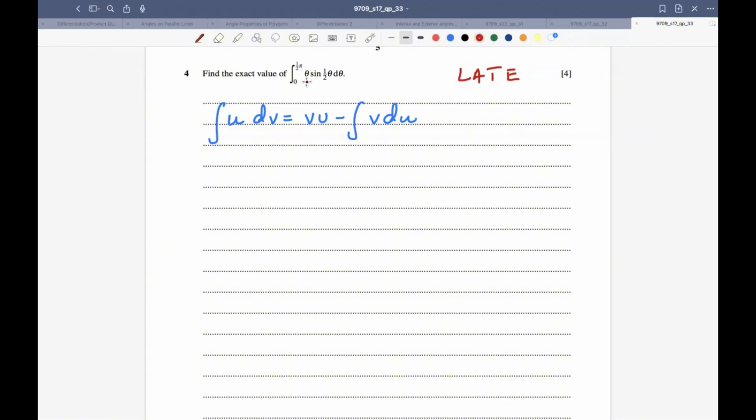Now, in this question, we have theta and sine of half theta. As theta is an algebraic function, it will be taken as u, and sine of half theta will be taken as dv. So we have u is equal to theta, so du will be equal to 1, and dv will be sine of half theta. To get v, we will integrate sine of half theta. The integration of sine is negative cos, so we'll get cos of half theta, and then we divide by the derivative of half theta, which is half. Dividing by half, we'll get a 2 over here.